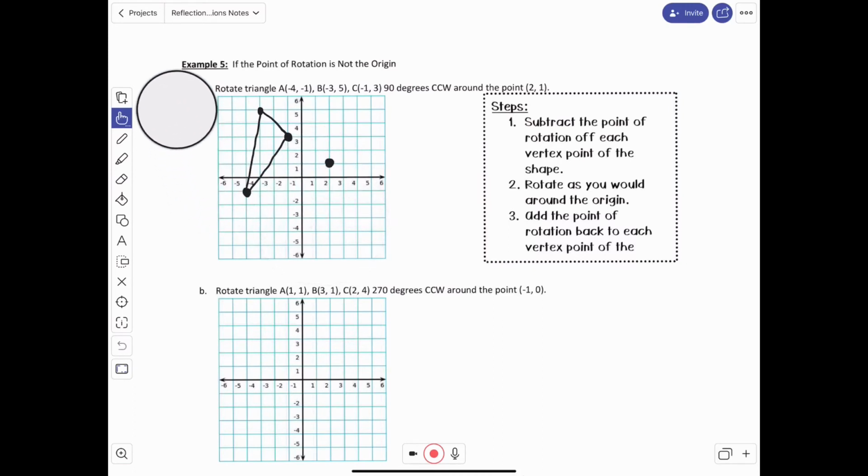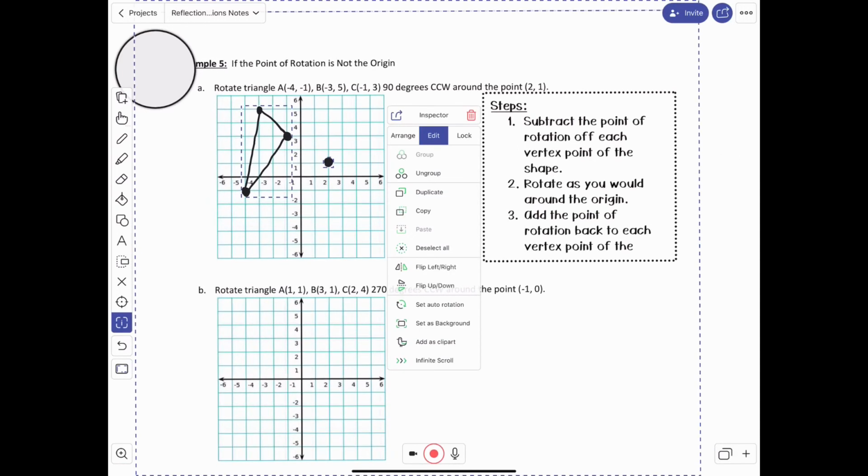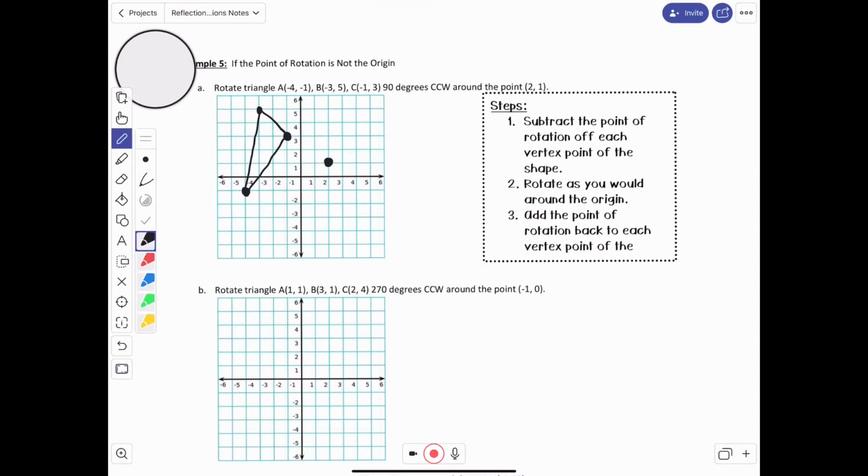Okay. So I'm just going to move this off to the side here. Normally what we're doing is rotating it around the origin. We're rotating it right here. Okay. All right. So what you want to do is subtract the point of rotation off each vertex. So you always want to subtract.